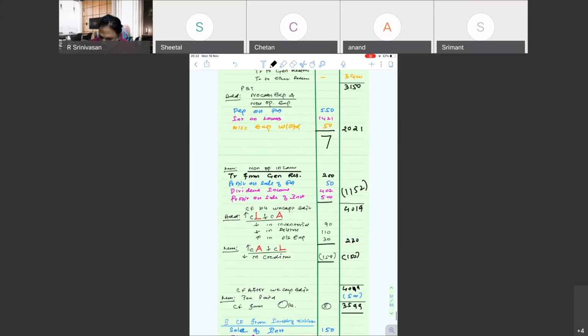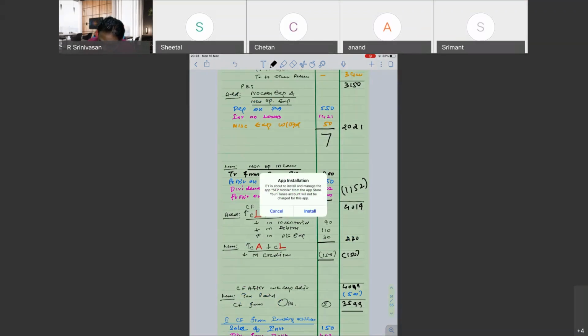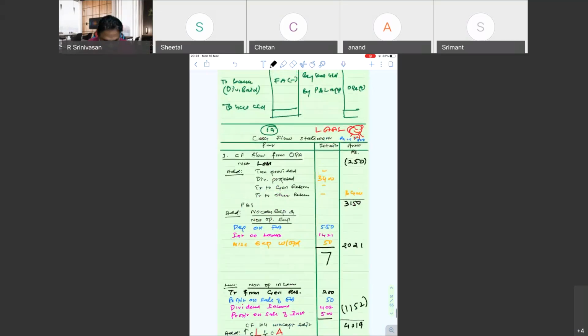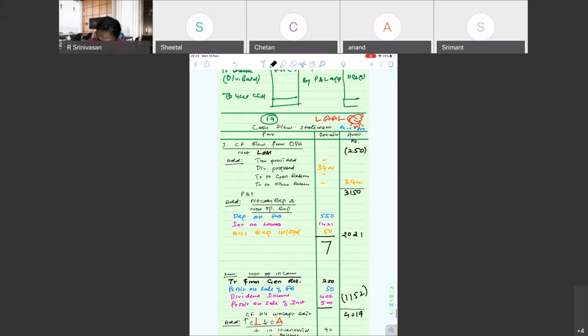I'll total once again. Maybe in the book they might have given 4099, but I have taken everything, whatever is there. Everything I have taken here. 200 minus, what is this? Transferred from general reserve. Yes, I have taken it in the non-operating activities.